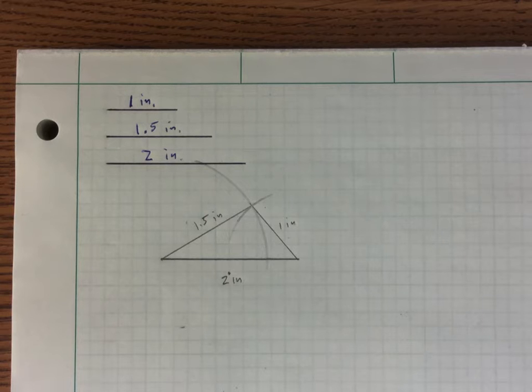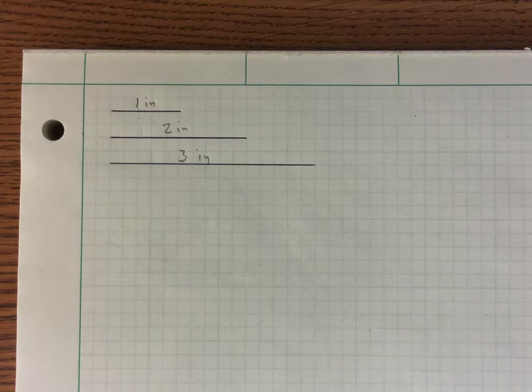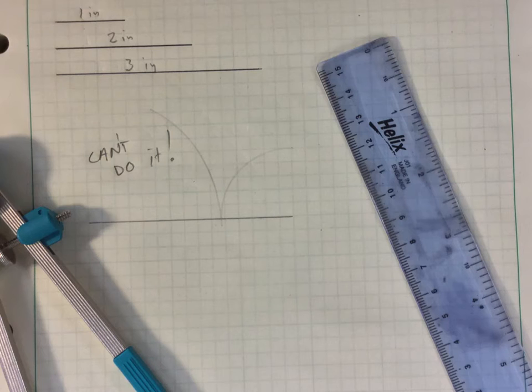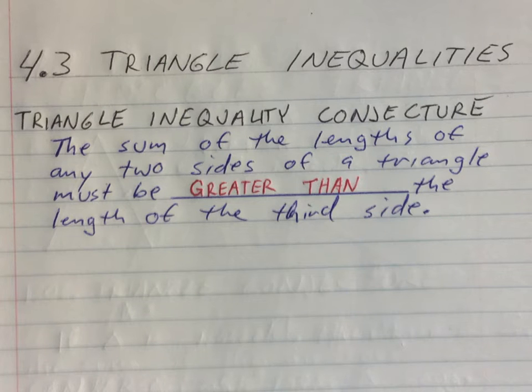Well, can we follow the same steps to build a triangle with 1, 2, and 3 inches? You can't do it. The reason why is it falls flat. Your 1 inch and 2 inch sides will never meet. So that brings us to the triangle inequality conjecture, which states the sum of the lengths of any two sides must be greater than the length of the third side.